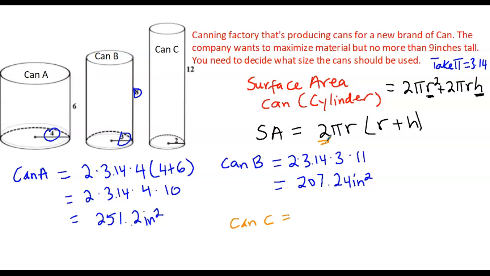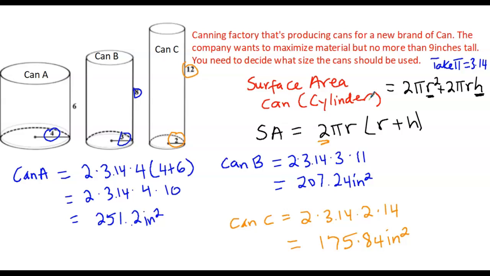Then we come to can C, so the formula, 2 times 3.14 times the radius, which is 2, times the radius plus the height, which is 14, and then you get 175.84 inches squared. Okay, so here we have been able to calculate all the surface areas.